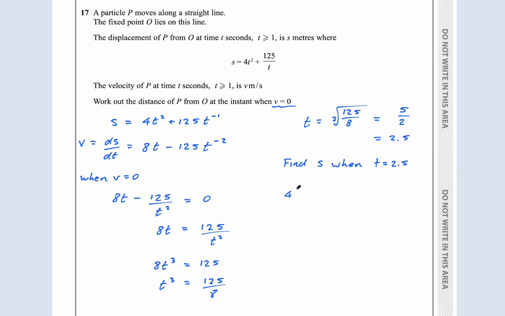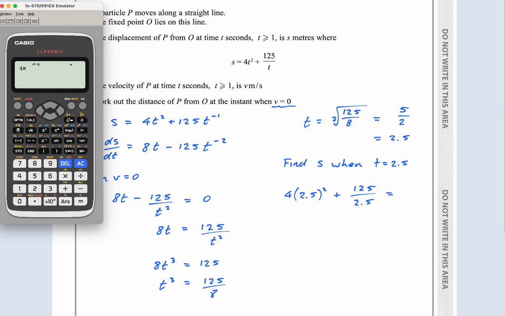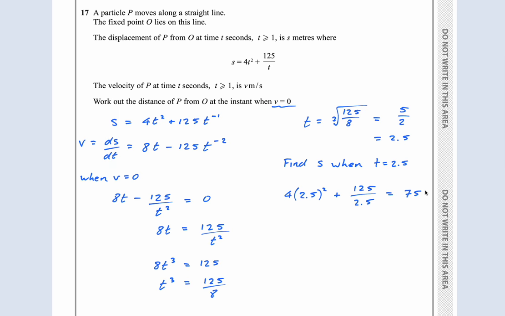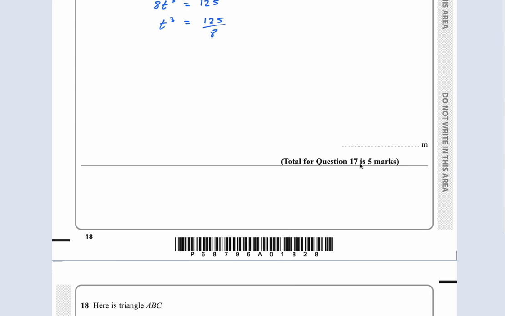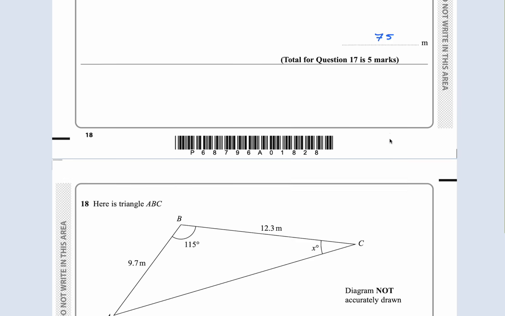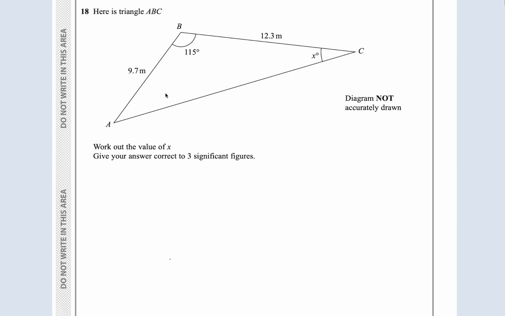And that's pretty easy, because I just do 4 times 2.5 squared plus 125 over 2.5. And this is equal to 4 times 2.5 squared plus 125 over 2.5, and it gives me 75 exactly. Okay, nice. Okay, that's question 17. Question 18, and that was 5 marks, guys. I would argue that's a nice 5 marks. 75. Okay, question 18. It's triangle ABC, and we need to find x.